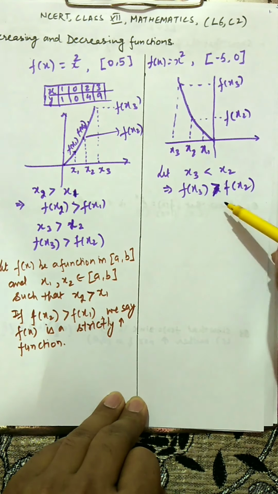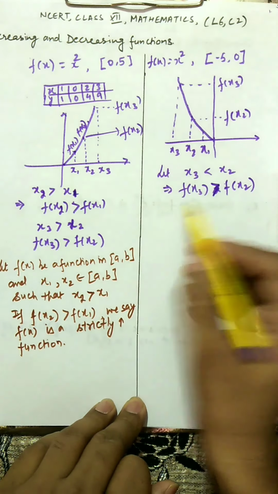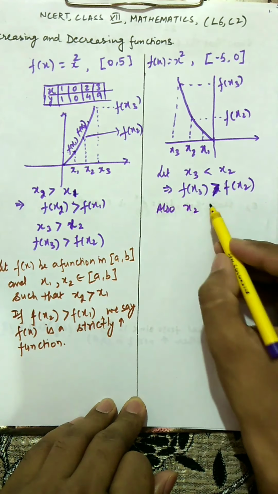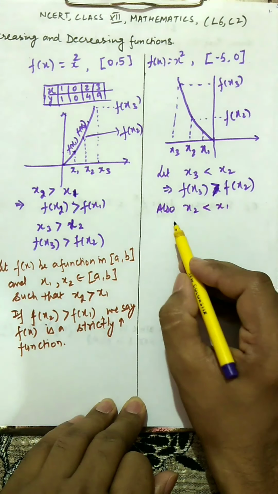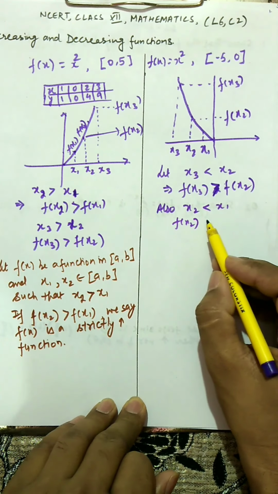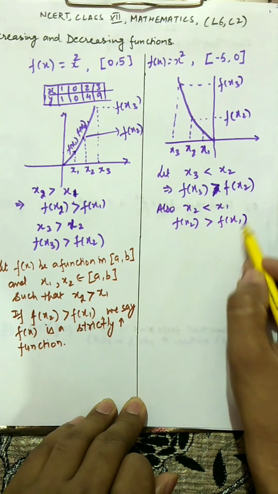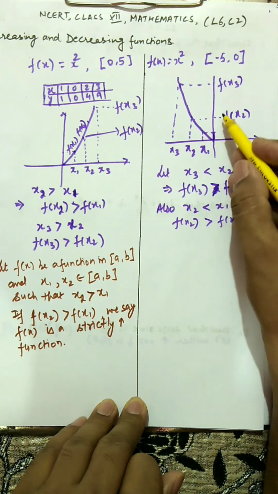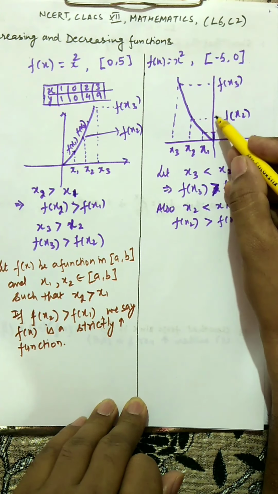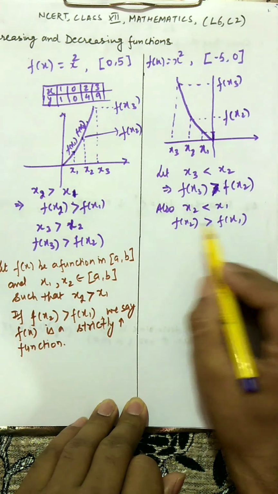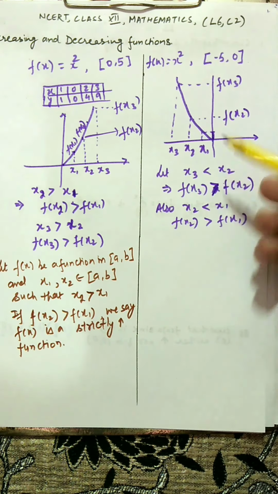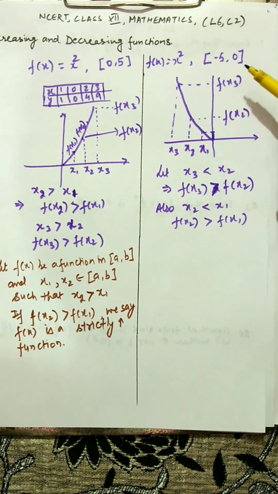So obviously f(x3) is greater than f(x2). Or you can take another point and say that x2 is less than x1, but f(x2) will be greater than f(x1). You can see here, this is your f(x1) and this is your f(x2). So obviously this has more height, so it's bigger. Now if we are getting such a situation, then we say that the function f(x) is decreasing in its domain, or we can now formalize the definition also.